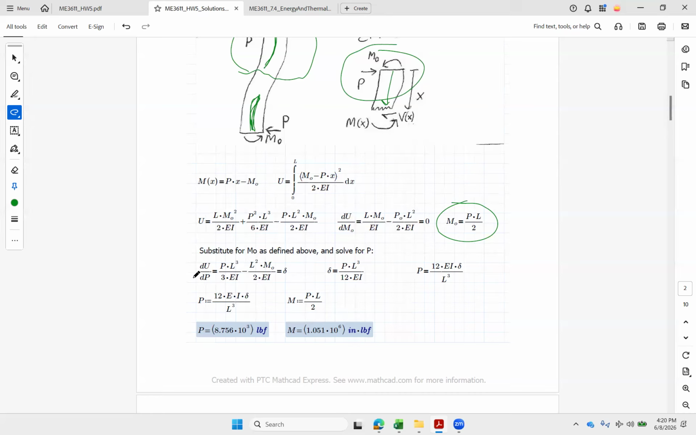And then we already know delta. We don't know P, so we just rearrange it. 12EI delta over L cubed works out to 8,700 pounds. And then my moment is going to work out just about 1,000,000 inch-pounds.